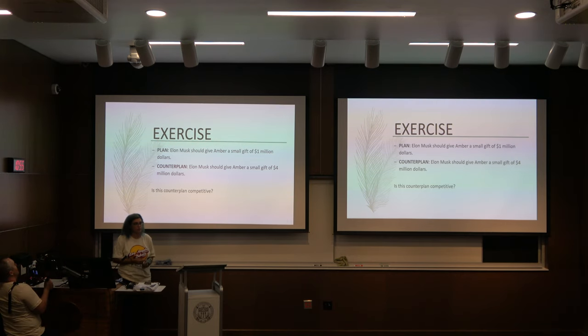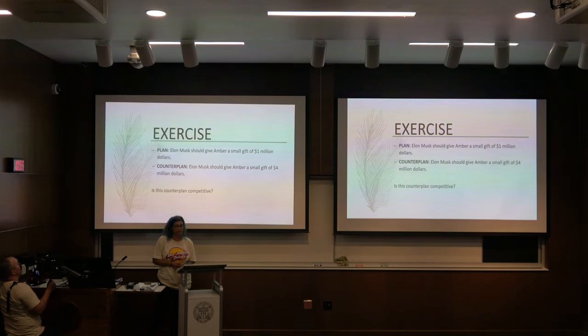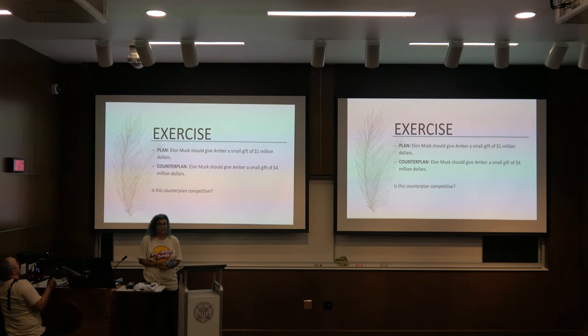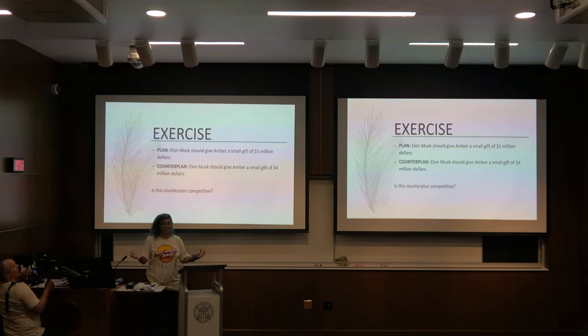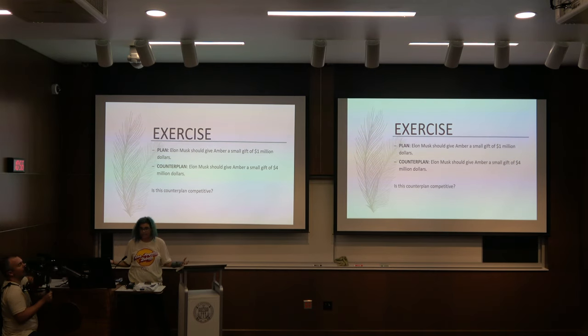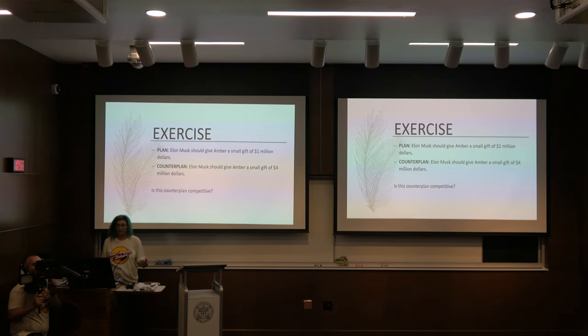So here's a small exercise for us. Elon Musk should give Amber a small gift of $1 million. That is my plan, right? Somebody presents a counterplan. Elon Musk should give Amber a small gift of $4 million, right? Okay, is this counterplan competitive? Remember what we talked about with competition and how it has to be mutually exclusive and have a net benefit? It's just benefiting the plan even more. There we go. It's just adding on to it. It doesn't change anything. Besides changing the amount, it doesn't offer any extra insight. Good job. Get some candies or fruit snacks.